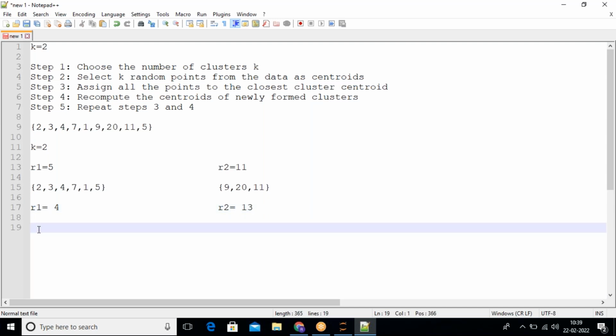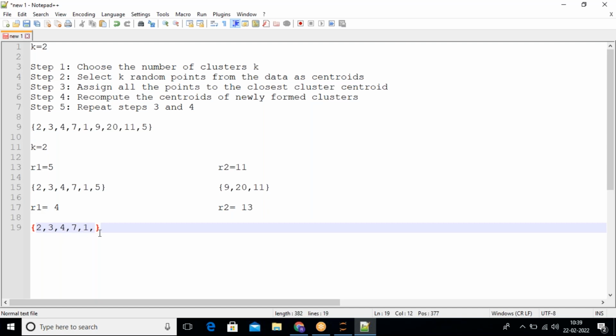So let's make the clusters once again. Here, is 2 closer to 4 or 13? It is closer to 4. 3 is closer to 4. 4 is closer to 4. Then 7 is closer to 4. 1 is closer to 4. Is 9 closer to 4 or 13? 13.